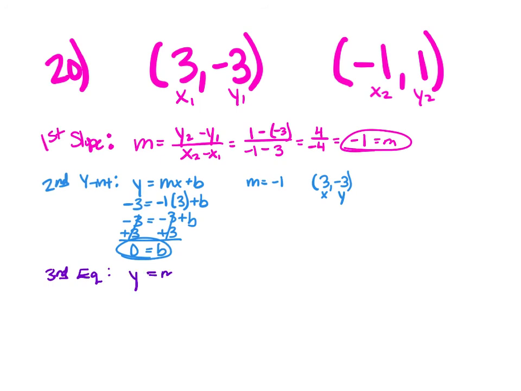And our final step is just to write the equation: y equal mx plus b. So we've got that the slope is negative 1, and b is 0. And I could simplify that a little, and I could say y equal negative x, and I'm finished.